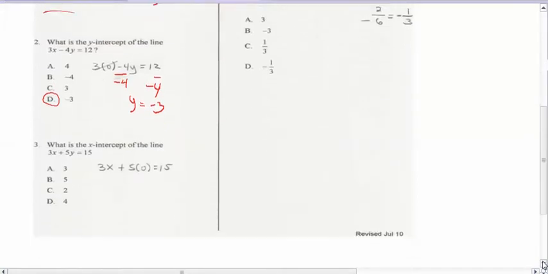Okay, number 3 is where we're finding our x-intercept. X-intercept is where you make your y 0, which I did. It's gone. Now we're going to divide by 3, and our x is equal to 5. Letter B.